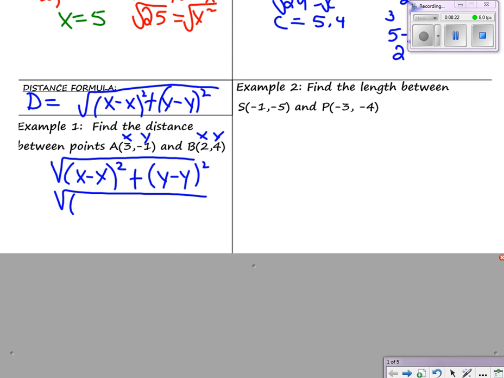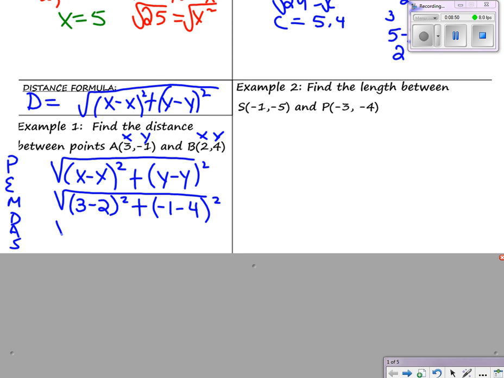My two x's were 3 and 2. So I'm going to take 3 and subtract 2 and then square it. I'm going to add that to the difference of my y's, which is -1 minus 4, and I'm going to square that. Now remember PEMDAS. You start with your parentheses, okay? Then you work on your exponents, and then multiplication. Remember PEMDAS? So we need to work on simplifying our parentheses.